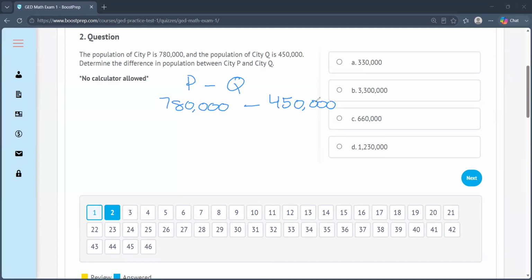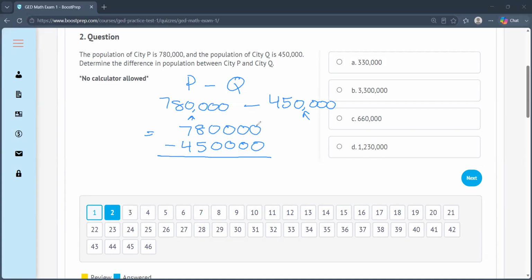Okay. So there are no decimals involved. I would put the larger value, 780,000, on the top. You see this comma? You don't have to put that comma if you don't want to. Just make sure you have the correct amount of zeros: one, two, three, four. There should be four zeros. Good. Minus, and then you see this comma here. You don't need it. Just make sure you have the right amount of zeros: 4, 5, and then 1, 2, 3, 4. Okay, subtraction.